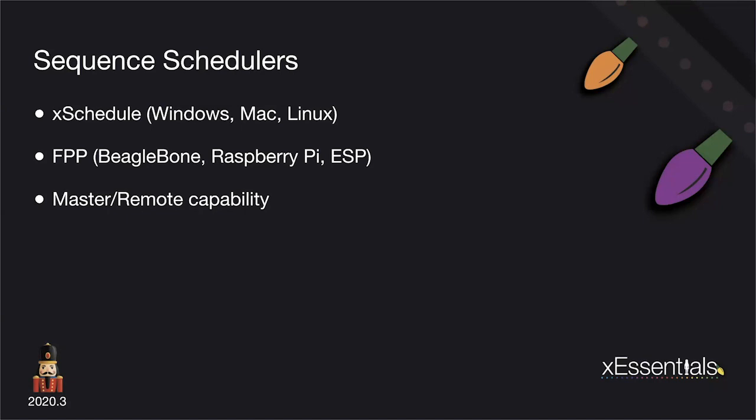And they have a master remote capability, both Xschedule and Falcon Player. One can be a master, and then you can have several remotes. So that can help you kind of split things up or put a prop across the street if you wanted to, something like that.